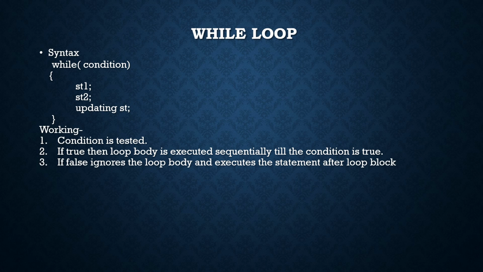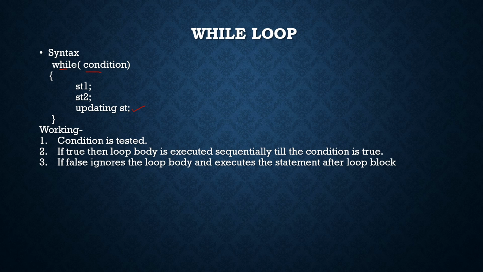While loop syntax says that start the sentence with while, write the condition, don't give a semicolon after while, start the curly braces, write down the statements, and then the updating statement. This is very important. The updating statement is very important because the updating statement will make the condition false.